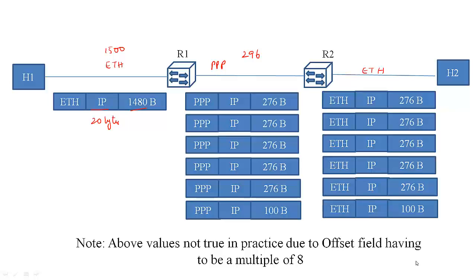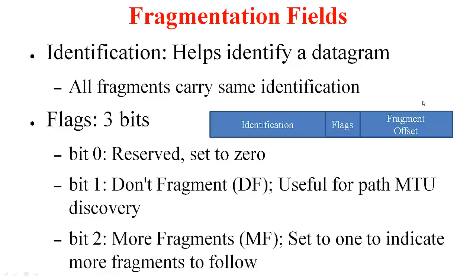Naturally, since you are doing this fragmentation and reassembly, you need to provide information for the destination to reassemble this particular packet. So this is handled via these 3 fields: identification, flags, and fragment offset. So the identification field helps identify a datagram. All fragments are going to carry the same identification so that the destination will know that these are all fragments belonging to the same datagram and thereby put them together.